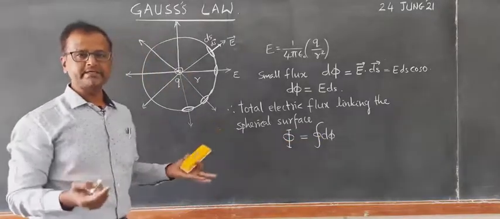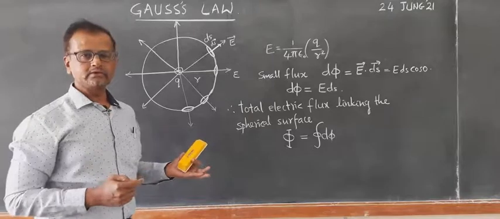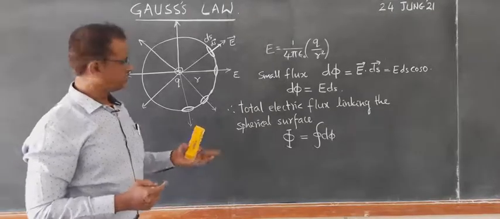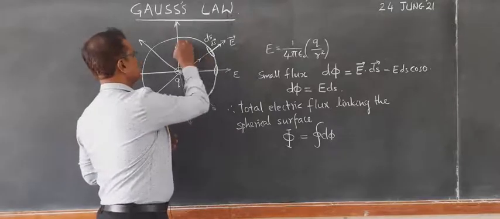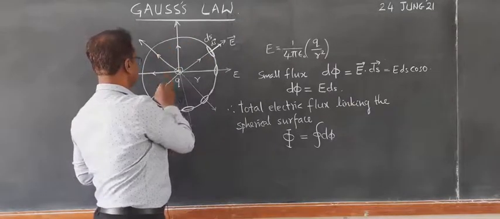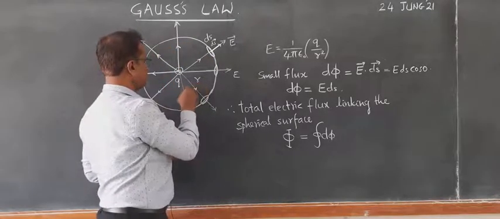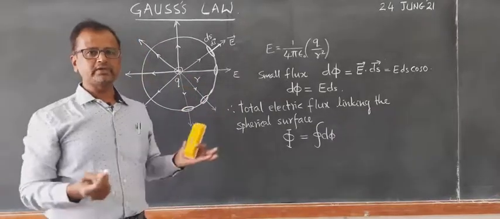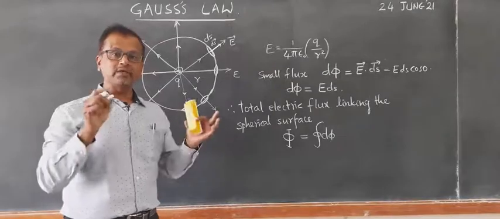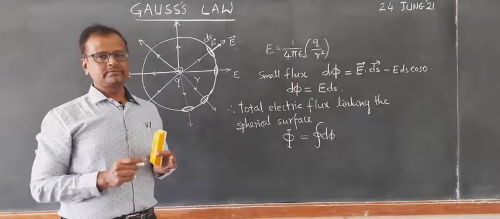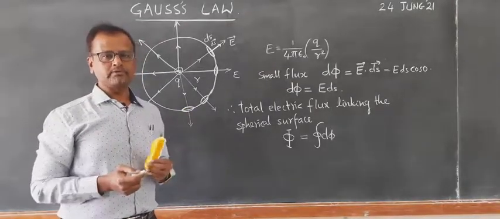That is how we calculate the total flux whenever the electric field is non-uniform. The electric field is radially outwards and it is non-uniform, and the electric field, as we have learnt, depends inversely on the square of the distance. So, it is according to Coulomb's law.